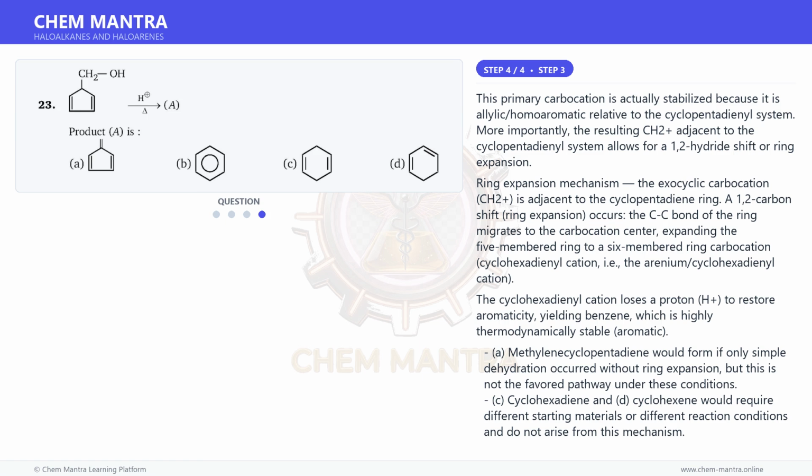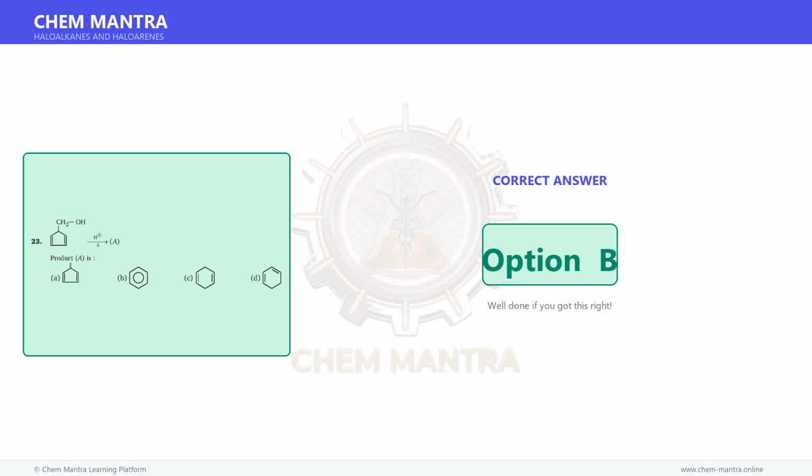A methylene-cyclopentadiene would form if only simple dehydration occurred without ring expansion, but this is not the favored pathway under these conditions. C, cyclohexadiene, and D, cyclohexene, would require different starting materials or different reaction conditions and do not arise from this mechanism. The strong thermodynamic driving force of aromatization, gaining about 36 kcal/mole resonance energy, makes benzene the overwhelmingly favored product. Therefore, the correct answer is B. Therefore, the correct answer is option B.